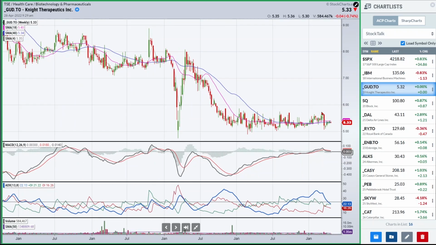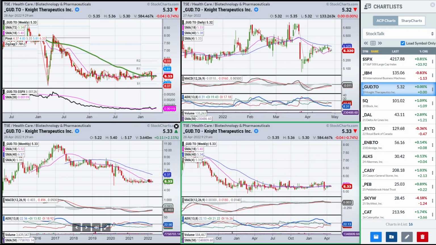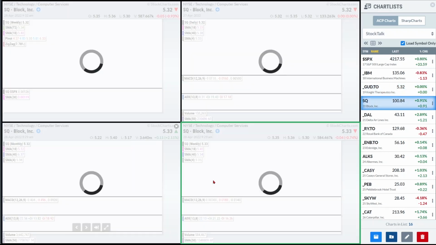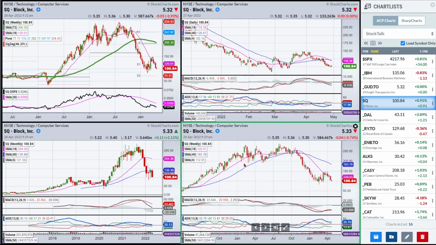I would tell you that when you have a big red bar down that has no follow-through, and then we come back up and exceed the midpoint of that bar, that's usually a pretty good sign that the momentum to the downside is waning. So, that is an encouraging sign, but we haven't actually exceeded that midpoint. I think it's probably around 5.25, something like that. So we can look at Block, SQ, and it has a lot of the similar characteristics as Meta, the FB.